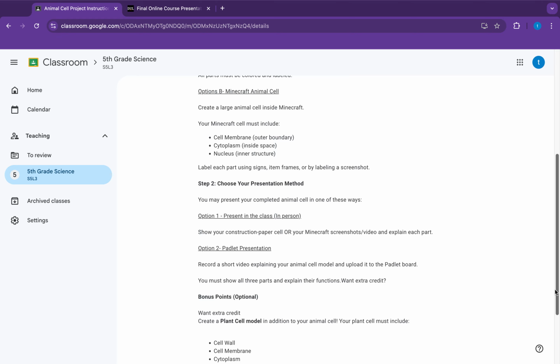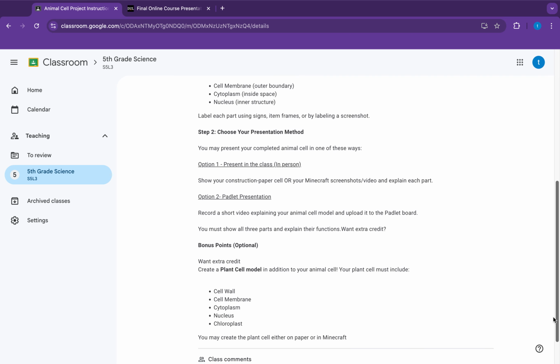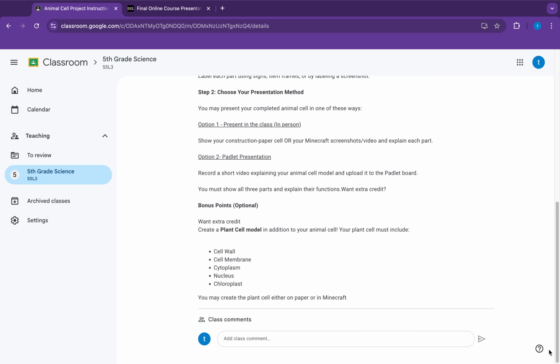They must show all three parts and explain their functions. And there's an opportunity of extra credit involved in this assignment. Bonus opportunity: if you notice everything above only referred to animal cells, they can do the same exact thing, but for plant cells. They do a plant cell model in addition to their animal cell. It must include the cell wall, cell membrane, cytoplasm, nucleus, and chloroplast. Same instructions, you can either create it on paper or Minecraft.